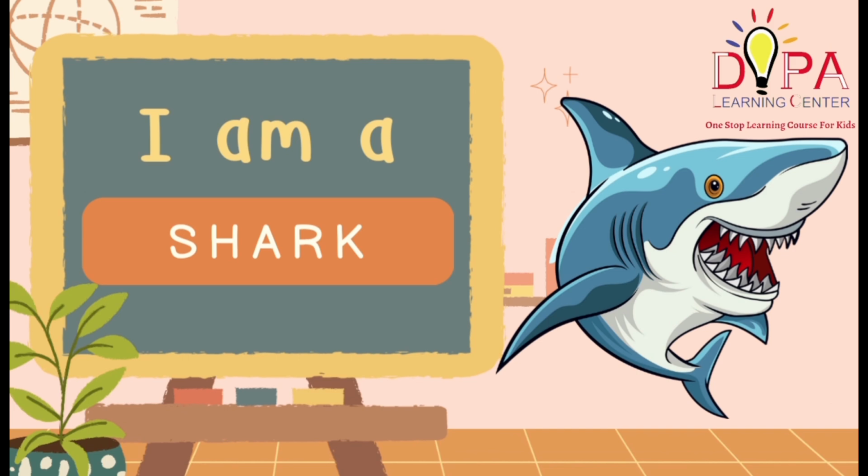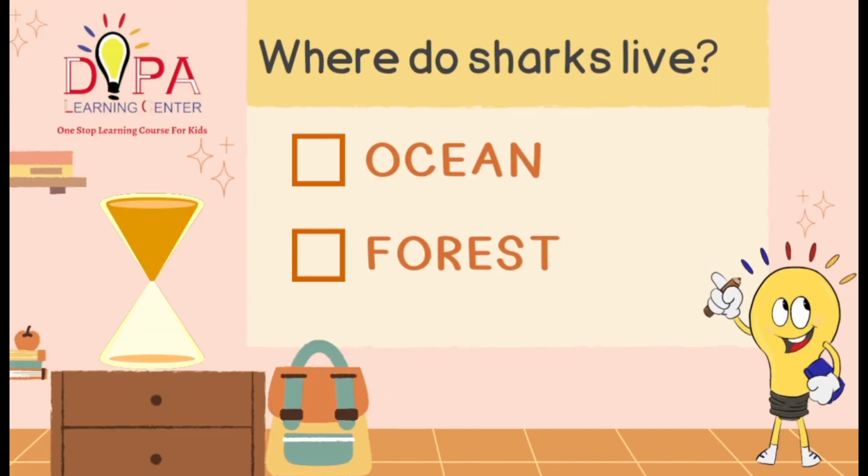I am a shark. Where do sharks live? A. Ocean. B. Forest. Ocean. Sharks live in the ocean.